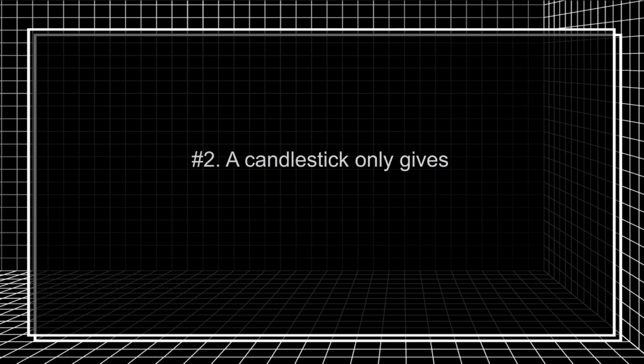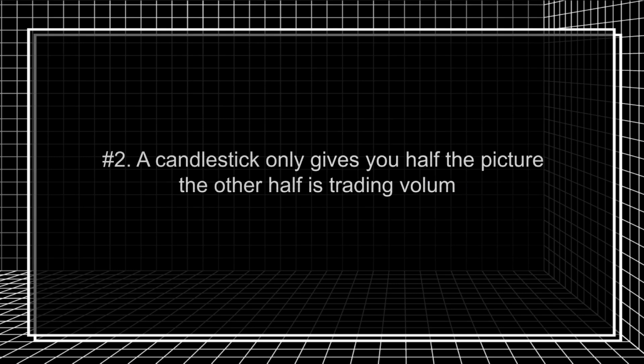Tip number 2. A candlestick only gives you half the picture. The other half is trading volume. Volume tells you whether the price action shown by the candle has real strength behind it. Example: bullish pattern with 2 consecutive higher closes. Let's add a volume chart to this pattern.